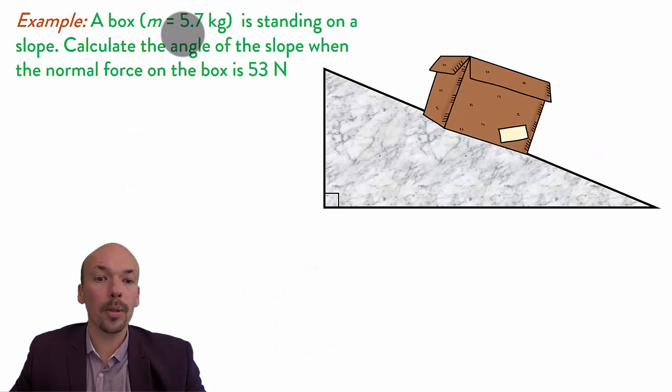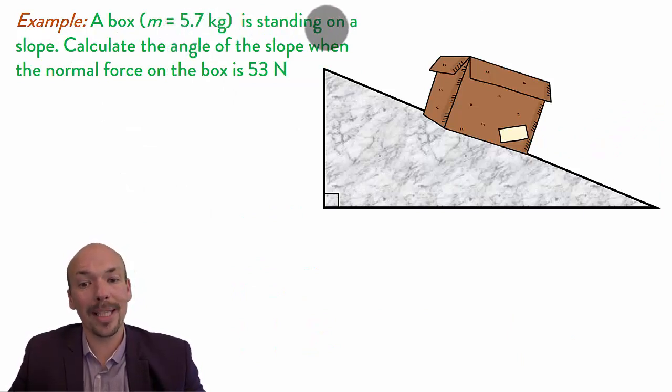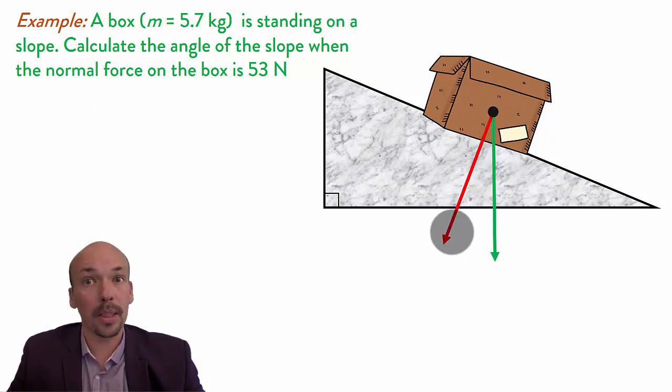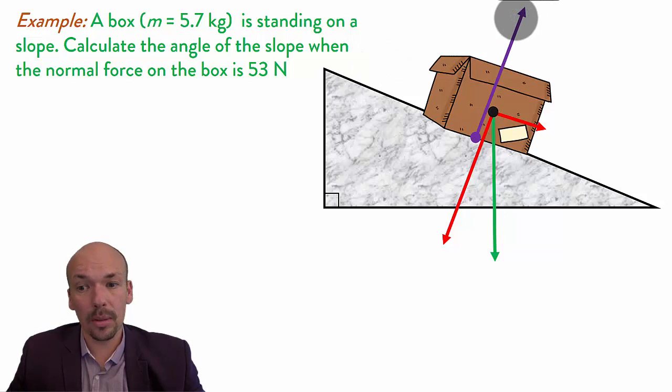Another example: a box with a mass of 5.7 kilograms is standing on a slope like this. Calculate the angle of the slope when the normal force on the box is 53 newtons. So we now do not know the angle, but we do know the normal force. This is the gravitational force. This will be the part of the gravitational force perpendicular to the slope, and this one parallel to the slope, and this is the normal force. The normal force is 53 newtons, so this one is also 53 newtons.